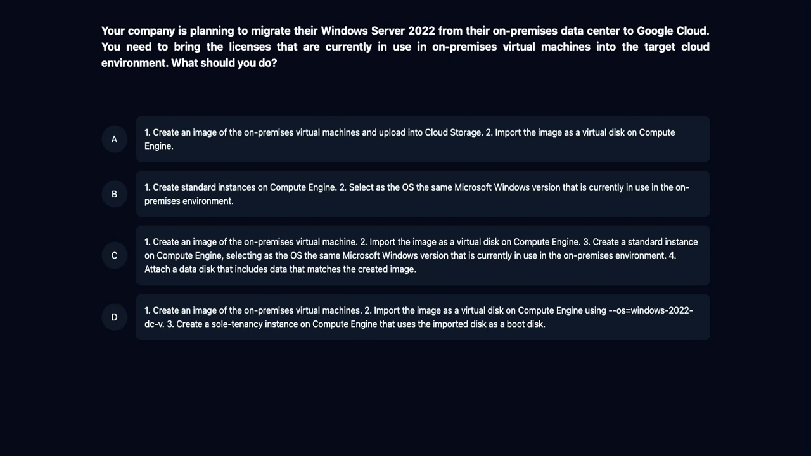Option D. 1. Create an image of the on-premises virtual machines. 2. Import the image as a virtual disk on Compute Engine using OS equals Windows 2022 <DCV>. 3. Create a sole tenancy instance on Compute Engine that uses the imported disk as a boot disk.